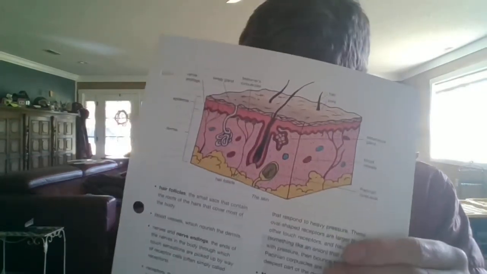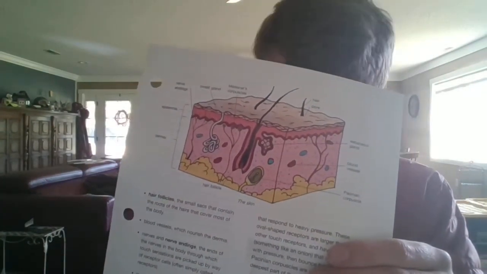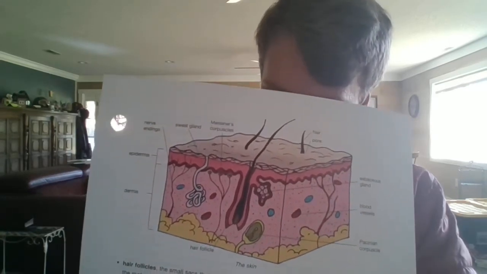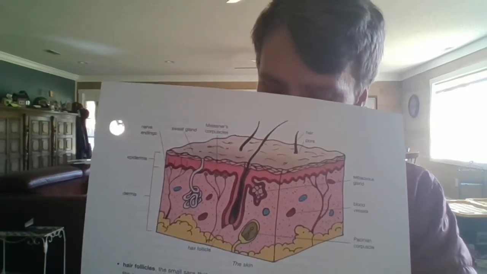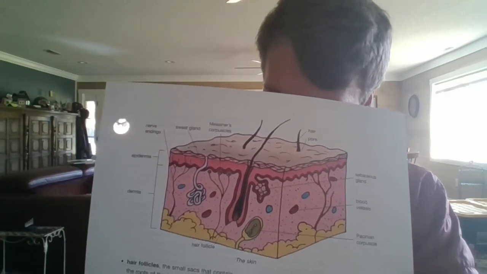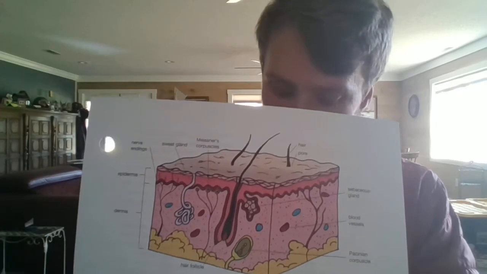They're larger than the other touch receptors, and they've got layers, sort of like an onion. They compress with pressure, then bounce back again. And we can see where they are at the bottom. And there's another one here.